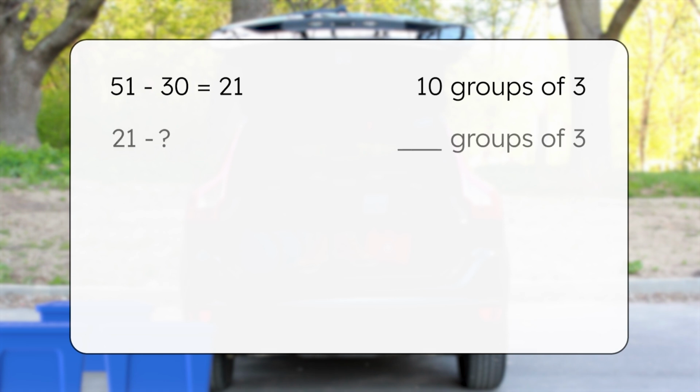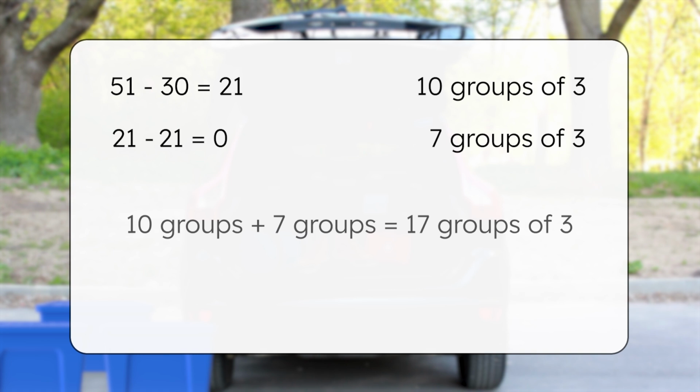How many groups of 3 can we subtract from 21? Well, we know 3 times 7 equals 21, so we can subtract 7 more groups of 3. 21 minus 21 equals 0. Since we can't subtract any more groups of 3, we need to add up how many groups of 3 we subtracted in total. 10 groups plus 7 more groups equals 17 groups of 3. So to divide our 51 items into 3 bins, 17 items can fit in each bin.